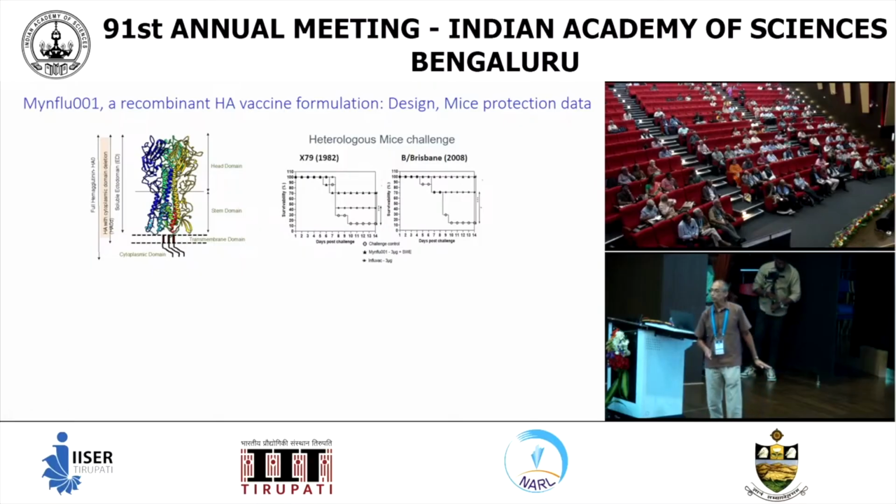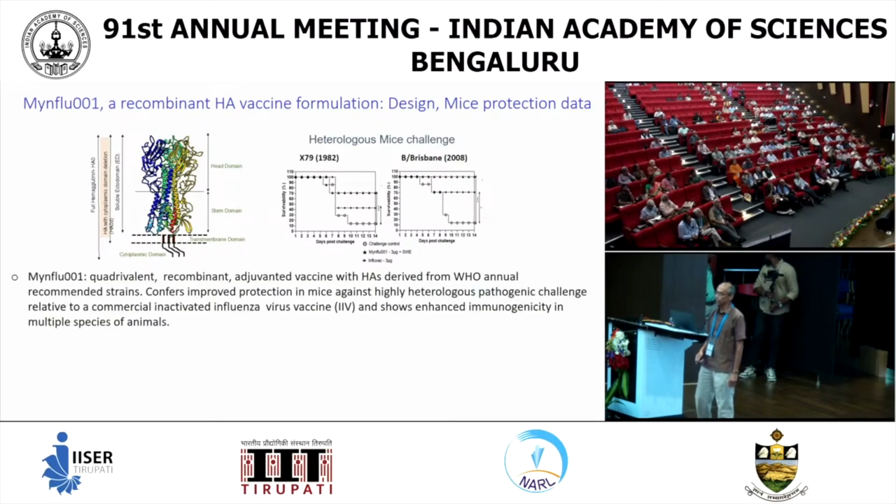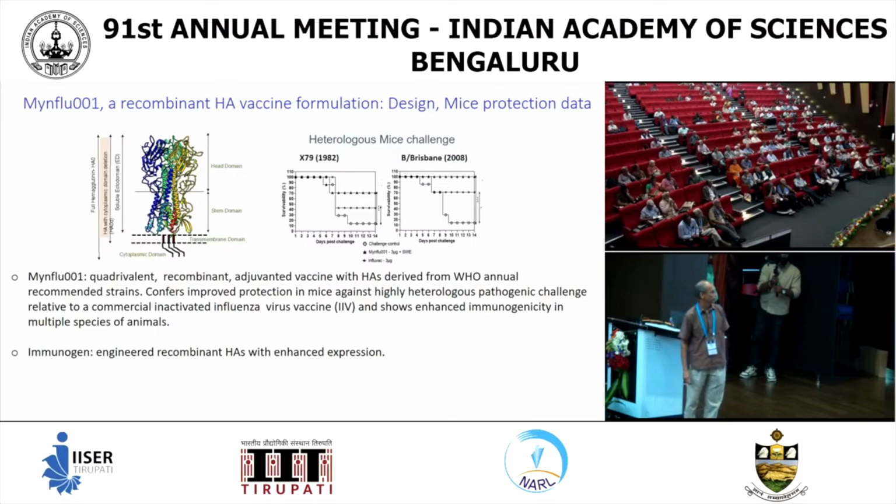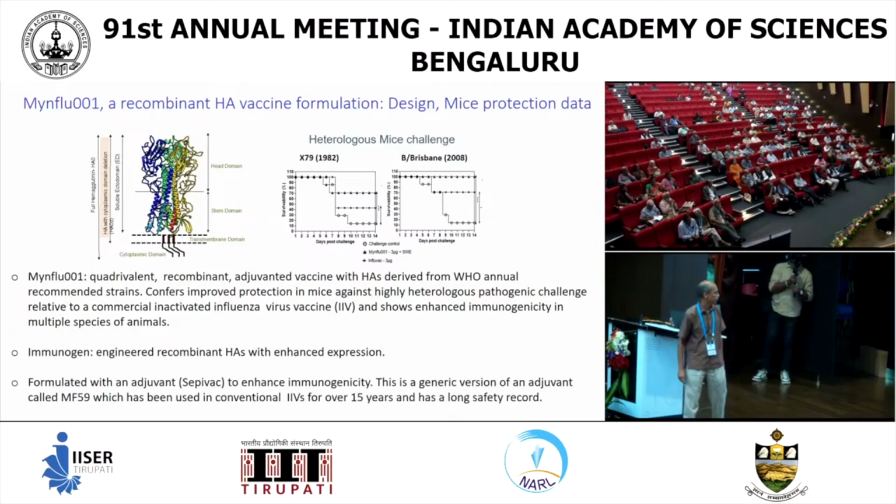But essentially, we showed that the recombinant vaccine protected much better than the commercial egg-grown vaccine. So we could see improved protection in mice against very heterologous challenge with a very different strain of the virus. And we made mutations in the hemagglutinin to increase the expression. And this was formulated with an adjuvant.